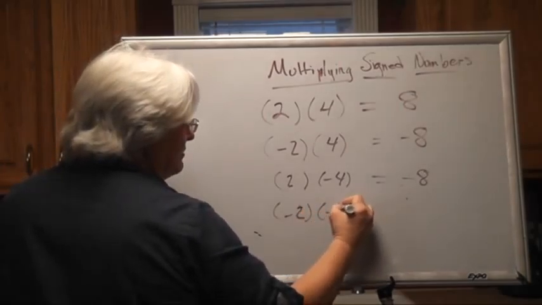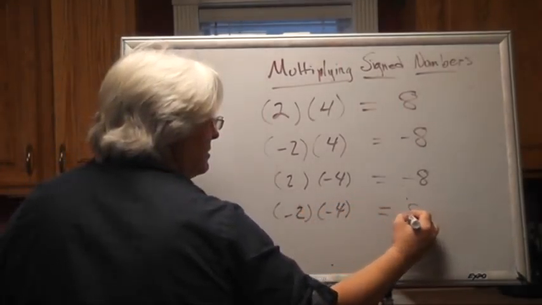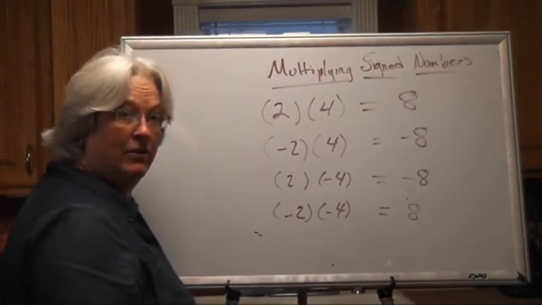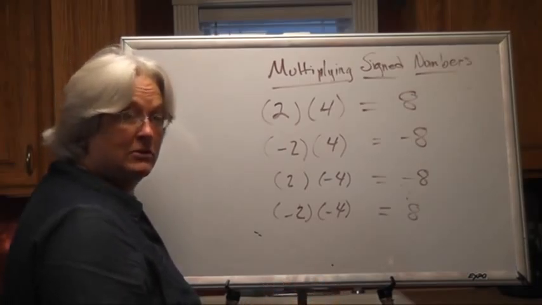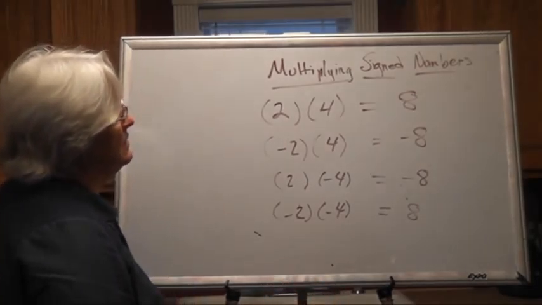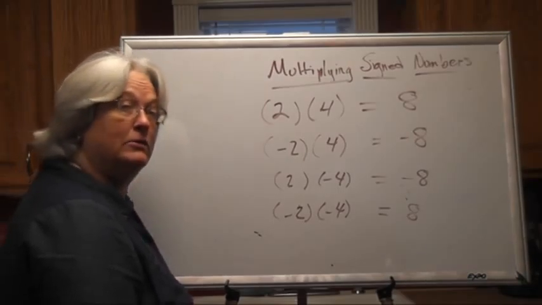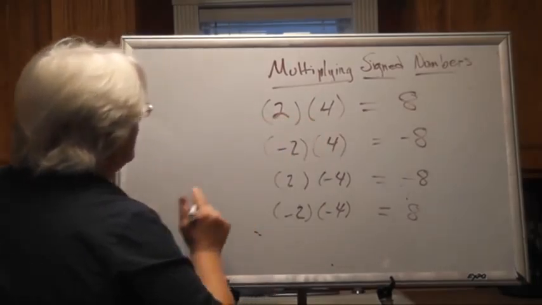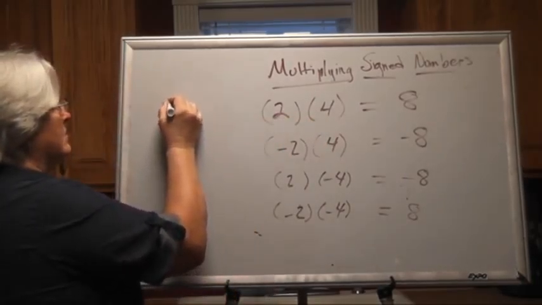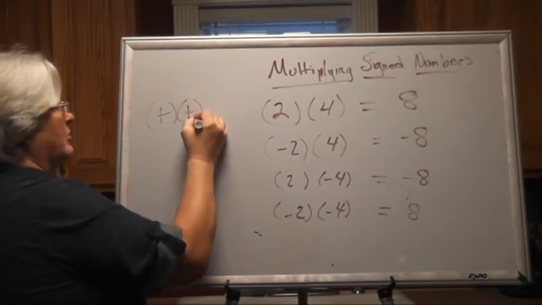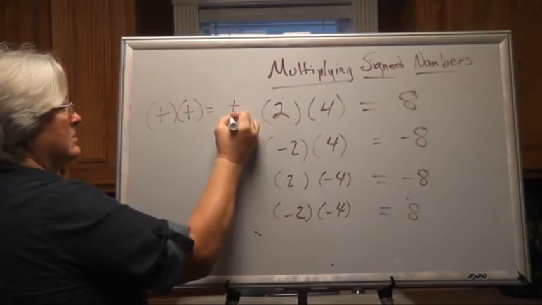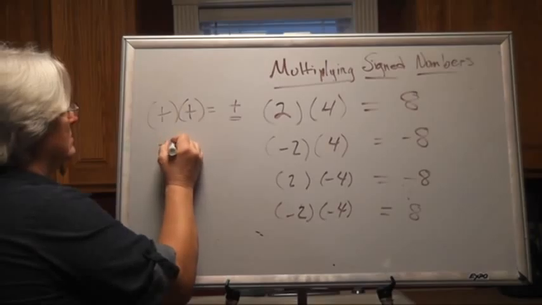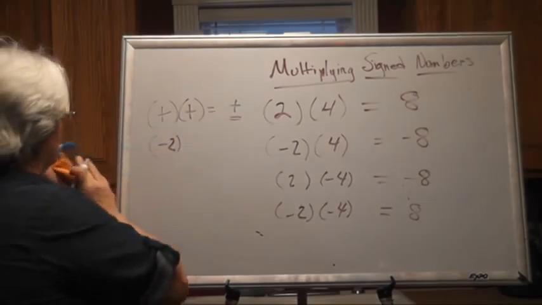Now, I'm just going to tell you that if both of the numbers that you multiply together are negative, then the answer is going to be positive. So let's look at this and see if we can determine a pattern. In our first problem, we had one positive number multiplied together, and our answer was positive. Second problem, we have a -2, which is a negative number.